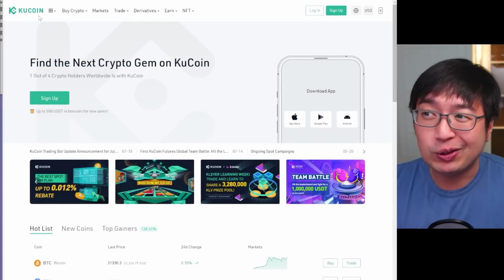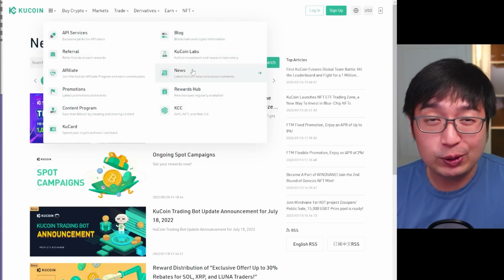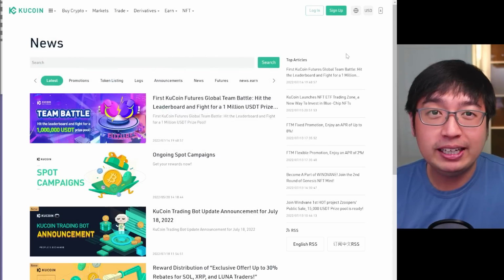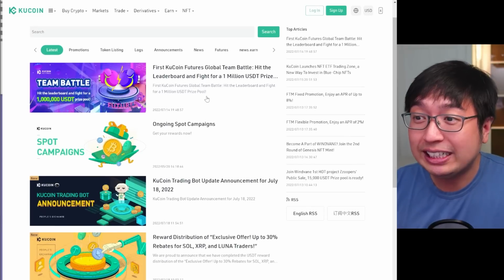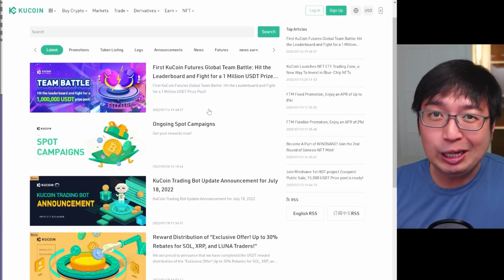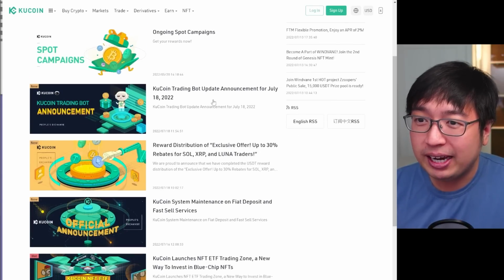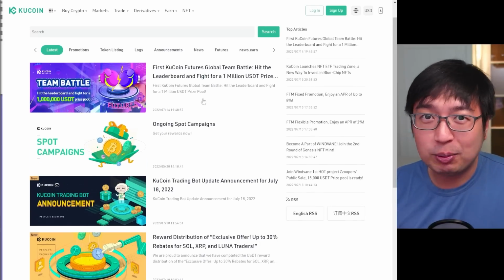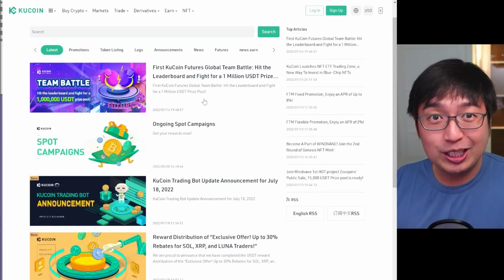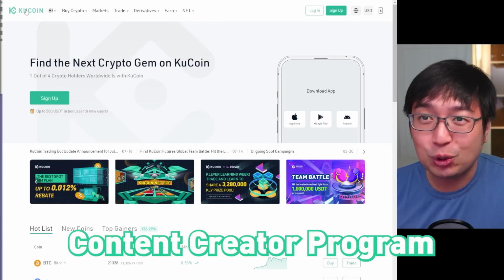And then we have KuCoin News. So KuCoin has a lot of different promotional programs. So if we go to their website, we go to the nine dots at the top left, and then we go to news, we can see all the different campaigns that are currently happening. So Team Battle, there is a 1 million USDT prize pool for people to team up and do futures trading together. Then there are different ongoing spot campaigns and a lot more. So if you are an active trader and you like participating in things, be one of these people who gets rewarded for it.